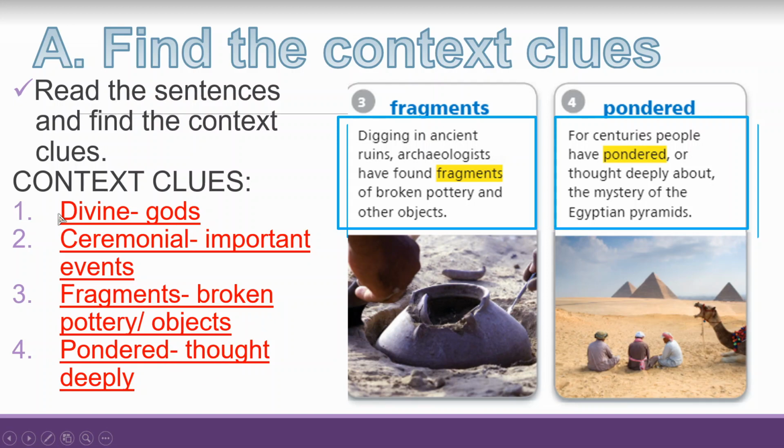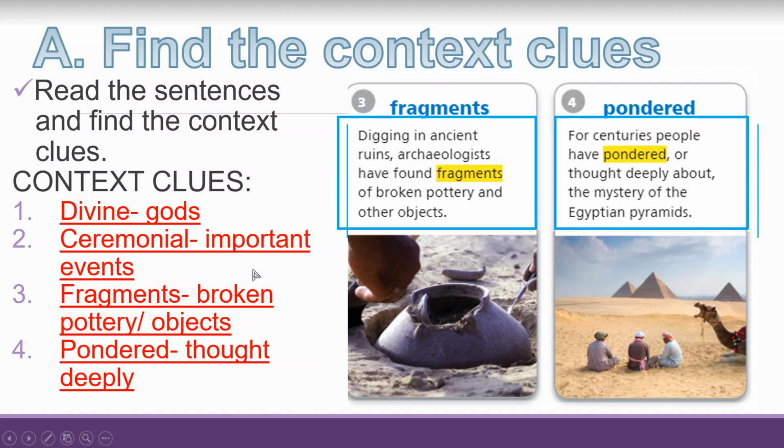So as you can see, we are done with finding the context clues from 1 to 4. So I'm requiring you right now to answer number 5 to 10. 5, 6, 7, 8, 9, 10. Okay, so you can copy these answers in your worksheet later. 1 to 4, we're done. So you're going to answer only 5 to 10.